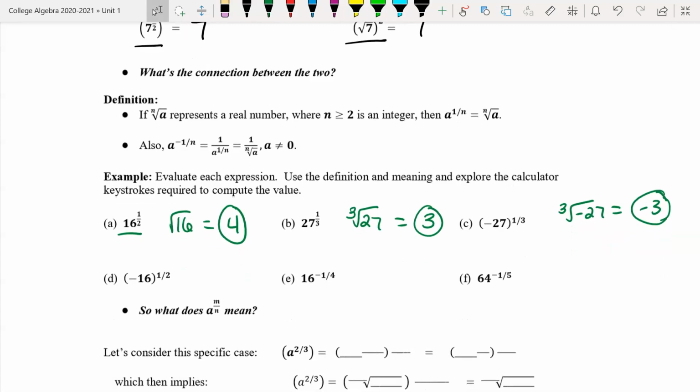This one, -16 to the 1/2. That's the square root of -16. Can you do that? Hopefully your calculator says no. It should say error or something like that. However, I can have a negative exponent, so to make it positive I put it under 1. So this is the fourth root of 16 on bottom, which is 2. So the answer is 1/2. Same way here.